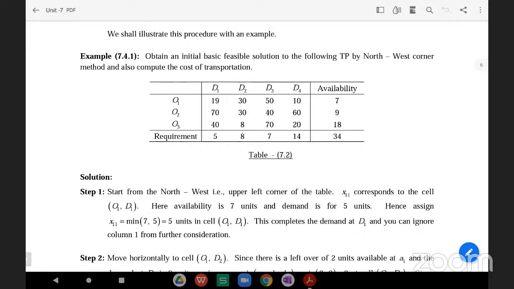That 5 is the minimum, so I will allot it in the corresponding row and column. 19 is the unit cost, C1, origin 1 to destination 1 I allotted. So O1 to D1 is highlighted, that is Xij equal to 5 units. That cost is 19, so 19 into 5. That will come into the last.